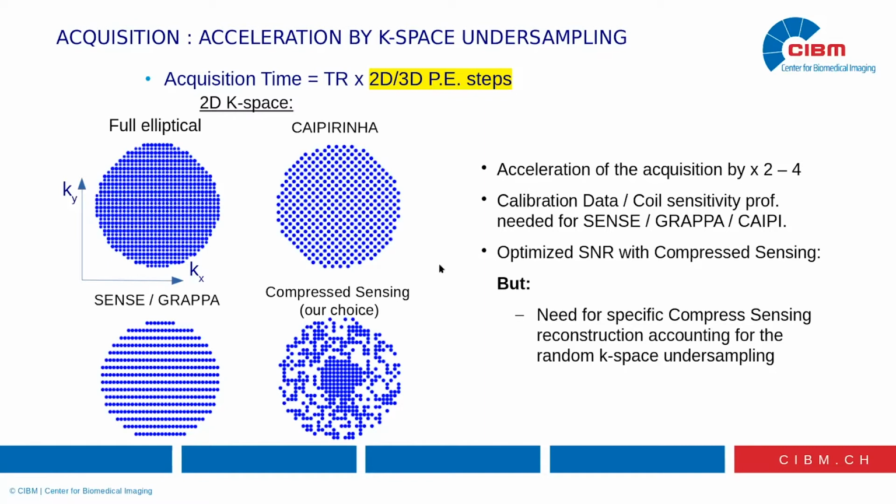But we can also use a more fancy undersampling pattern, a compressed sensing pattern, that is a random undersampling pattern. The good thing about this random undersampling pattern is that we can also apply some weighting function on the sampling and optimize the SNR. As you can see, we keep the center of the K-space fully sampled, close to DC, and that's where most of the SNR is. So we can optimize our acquisition SNR with compressed sensing. But at the cost that, in order to compensate for this random undersampling, we need a specific reconstruction model to get the results correct.